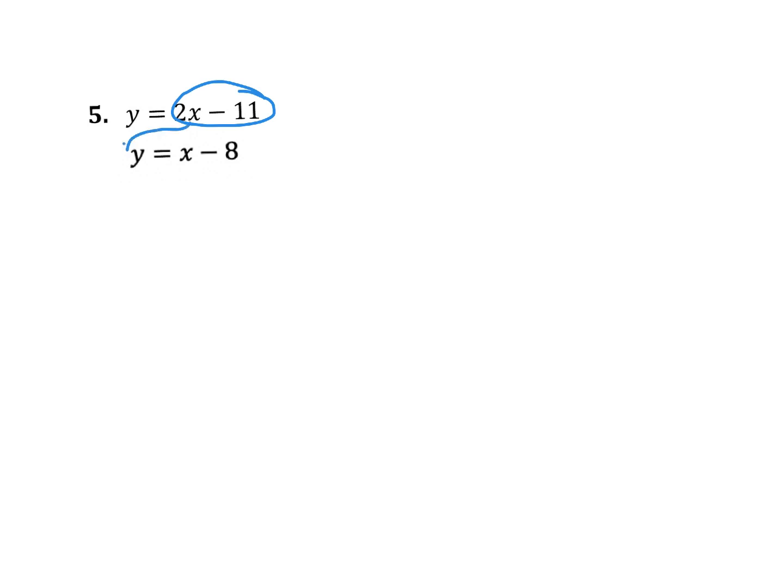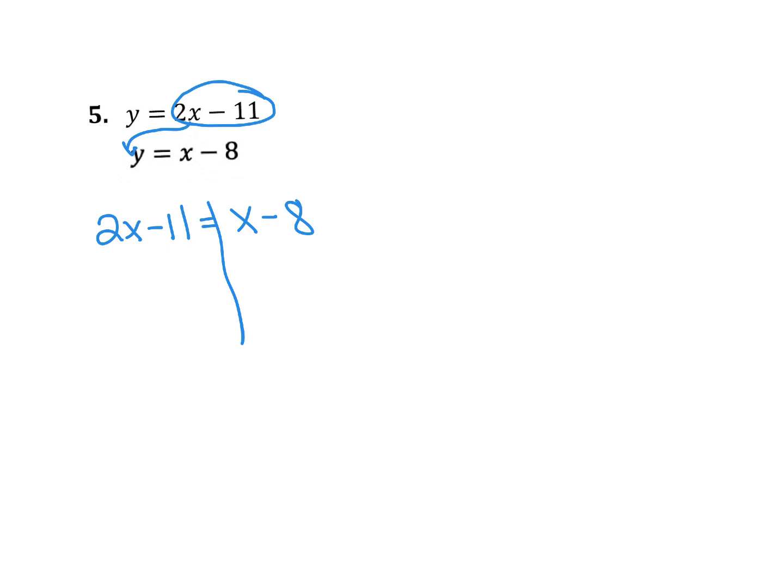So I'm going to come over to where I see this y right here, and that's where I'm going to plug it in. All right, so we're just substituting it in. So for this y right here, then I'm going to have 2x minus 11 is equal to x minus 8. Now we're solving an equation where we've got the variables on both sides.